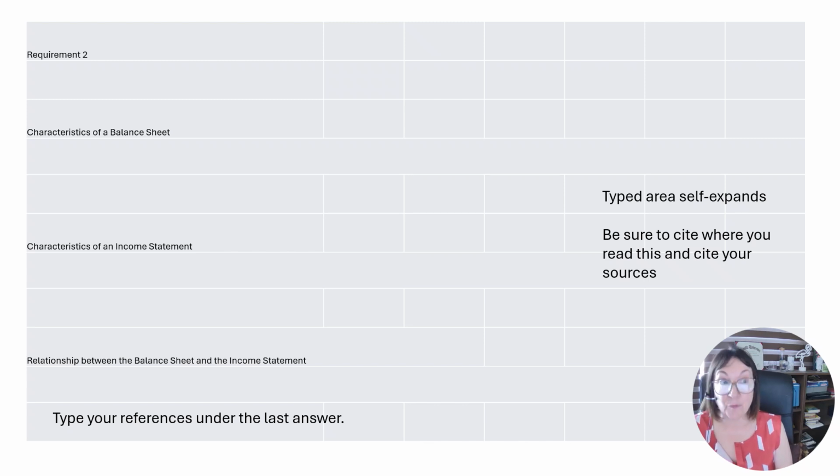Now, the second requirement is just to type in the characteristics of a balance sheet, of an income statement, and that relationship we talked about. These are self-expanding sections, so just type, and as much as you type, it will build up more and more. Underneath your last answer, you're going to type your references in. They don't have to be APA formatted because it's very difficult to do that with a spreadsheet. But you do need to cite the sources of where you got your information from.